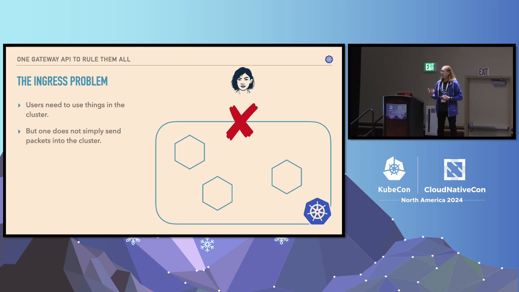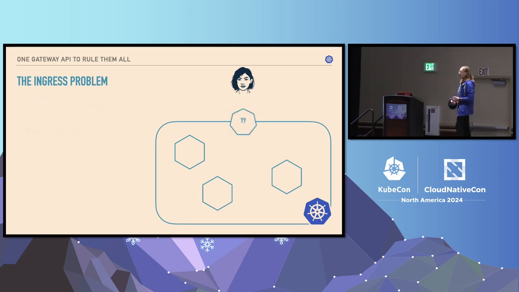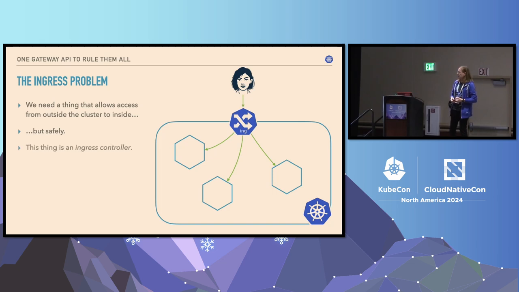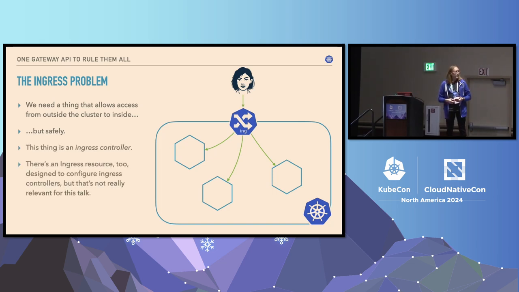Clusters do not let you do this. This is a critical thing about security within Kubernetes. You can't just randomly talk to things inside a cluster. So instead, we need something to sit right there at the edge to mediate this path from outside to inside to do this safely. That thing, historically, is called an ingress controller. I should also point out that, yes, there is a thing called an ingress resource. We're not really going to talk about that. It's sort of back from the bad old days.